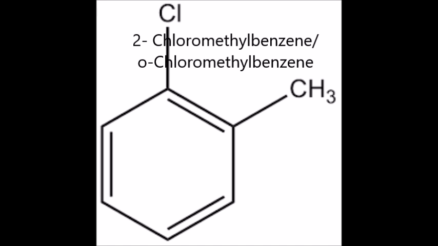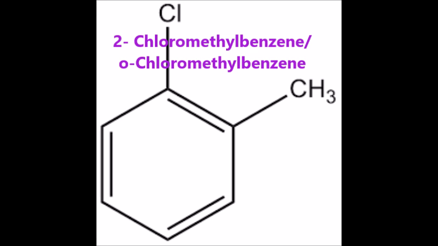For example, this can be called 2-chloromethylbenzene, but instead of using a number, we will use O, which stands for ortho. So this will be called o-chloromethylbenzene.